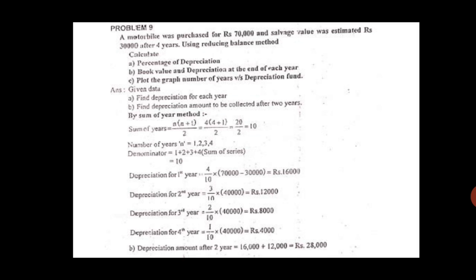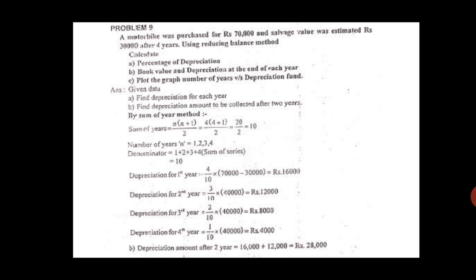Now depreciation for the second year is 3 by 10. Sum of the years means now it is 3 years only remaining. Total is 10 years. Okay. So 3 by 10 into 40,000 rupees, you get 12,000 rupees. That is the depreciation amount for the second year. So you can see the balance is reducing. Depreciation amount is reducing every year. Earlier first year 16, second year has come to 12,000 rupees.